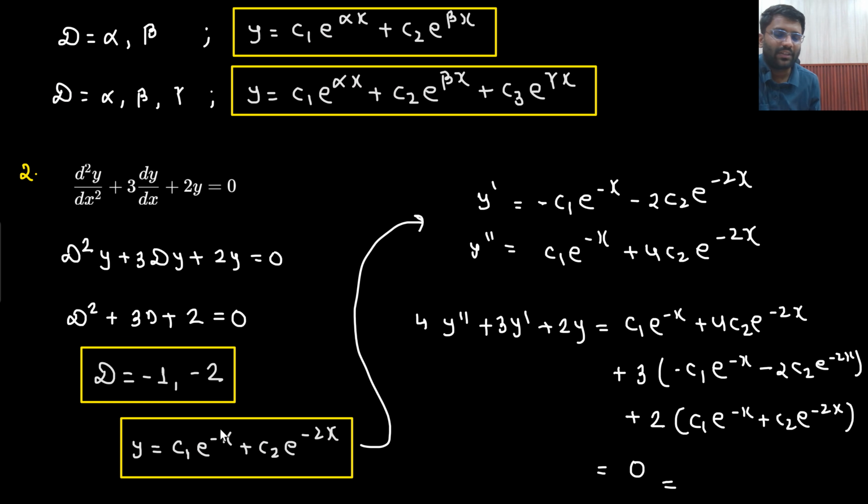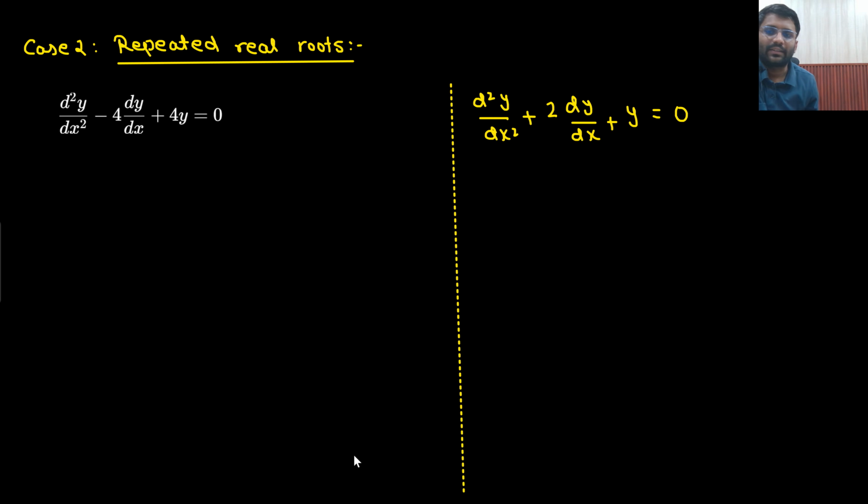So the answer is coming out to be c1 e to the power minus x plus c2 e to the power minus 2x. That's it. Let's see the next case where roots are repeated. Repeated real roots are there. So let's solve the differential equation first.